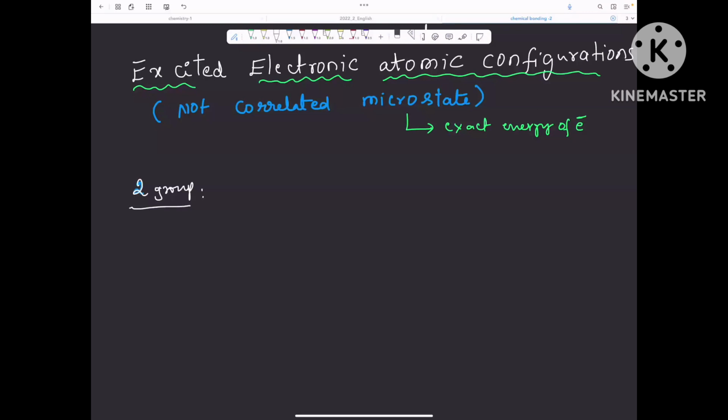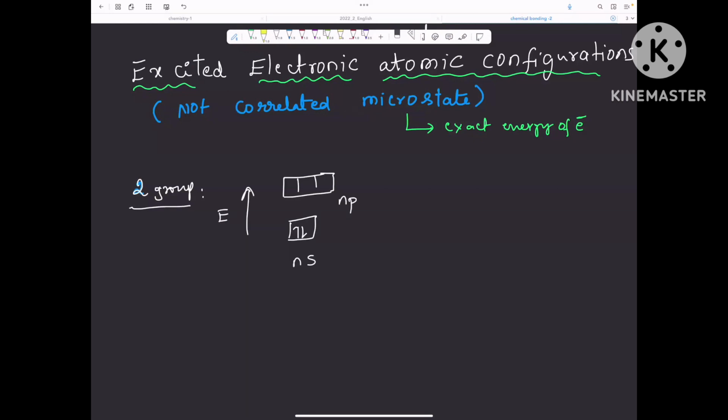Here I am going to write always valency electronic configuration. I don't want to know the core electronic configuration. Valency electronic configuration can be written as ns2 and np for second group electron, ns2 to np.